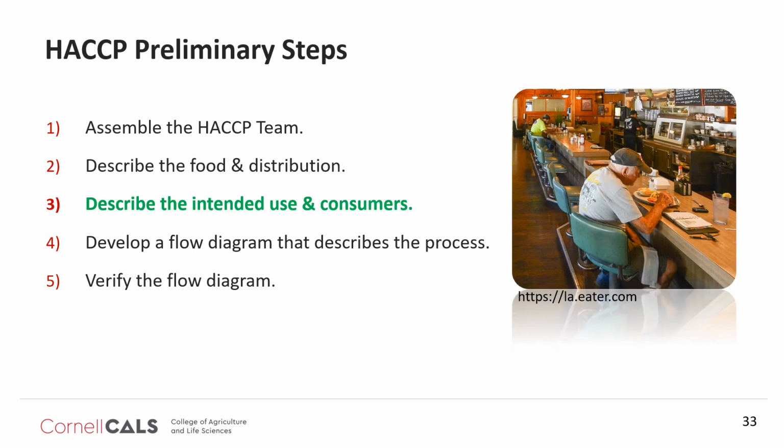The consumer itself should be well defined. Who and how will the food be eaten? If the restaurant is next to a hospital or retirement home, the customer will represent a different risk profile, and the HACCP program should adapt.